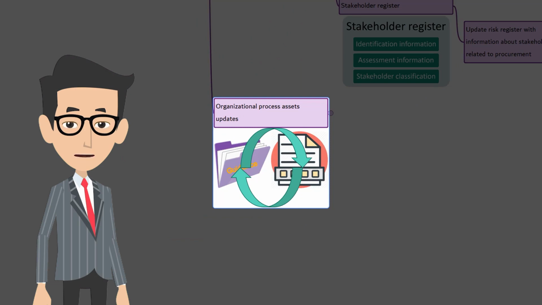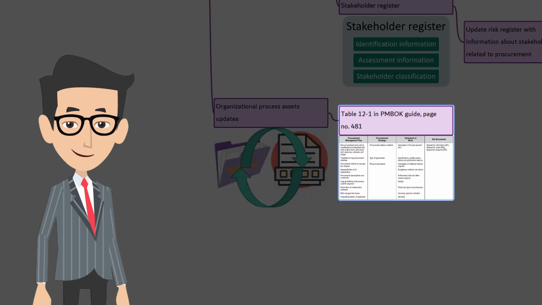All right, before we jump into the next topic, let's have a quick comparison of procurement documents. It's table 12.1 from the PMBOK guide page number 481. I'm not going to read it, you can go through it by yourself. All right, that wraps up the ITTO. Let's move to the next process.